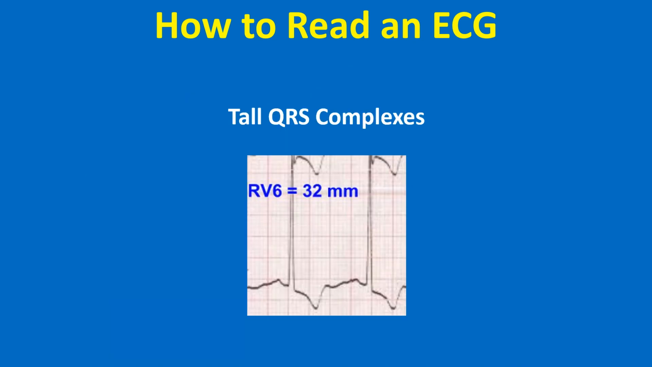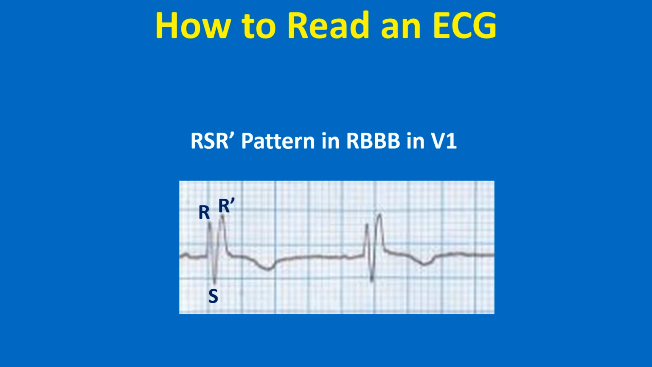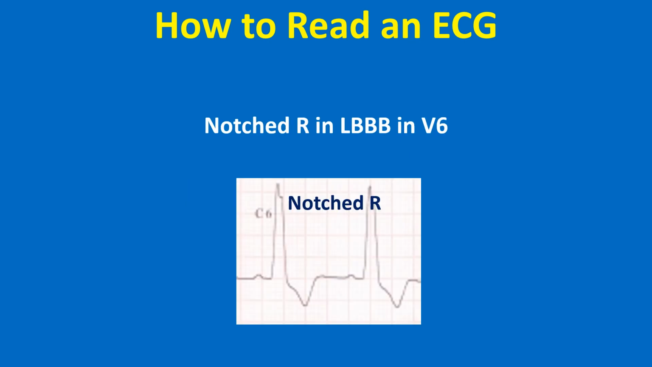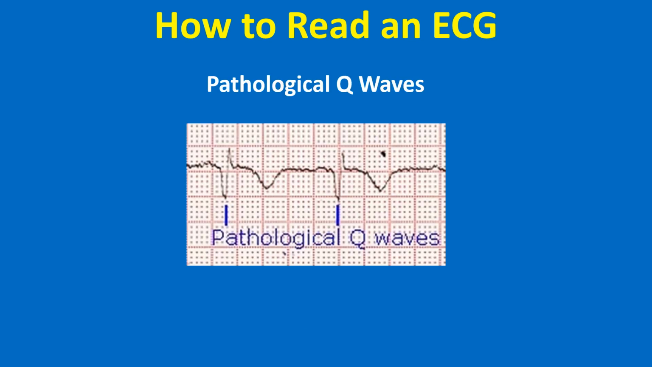Tall QRS complexes are seen in ventricular hypertrophy. Abnormal QRS patterns will be looked for next, like RSR prime pattern in right bundle branch block associated with a wide QRS complex. A wide notched R wave in V6 is seen in left bundle branch block. Pathological Q waves may be seen in myocardial infarction. Pathological Q wave has a width of 40 milliseconds and depth of at least 25% of the ensuing R wave.